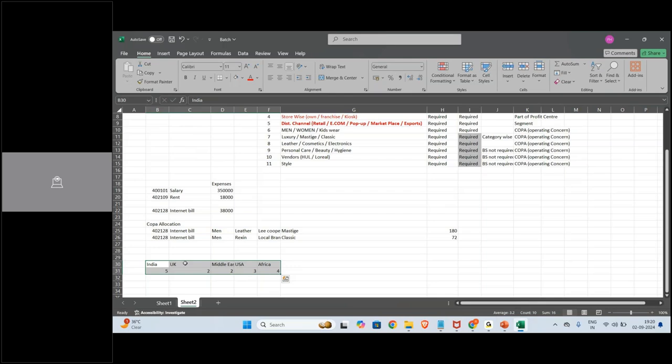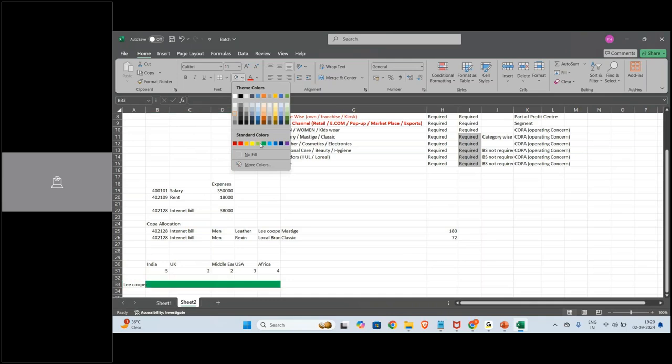At the legal entity level in India, suppose I have 5 legal entities, each legal entity will give me a P&L only for that particular legal entity. But the operating concern will give me, for example, the Lee Cooper brand. It will cut across all of EMEA, India, Middle East, all the legal entities, and it will tell me what is the profit. Are you understanding what I'm saying?